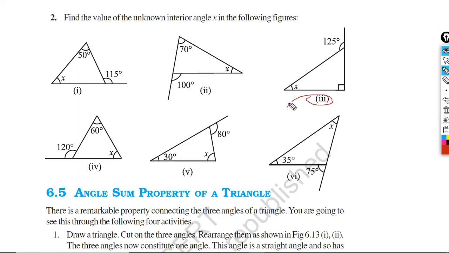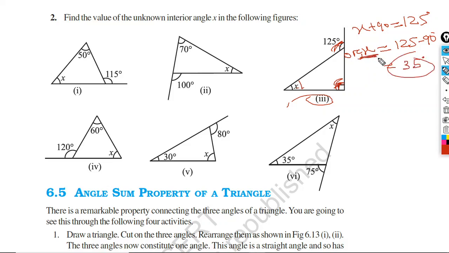Similarly, we can try the third one. First you write this statement, then write here X plus 90 degrees. This is the exterior angle, 125. The interior opposite angles are X and this angle, which is 90 degrees, given. So X plus 90 is equal to 125, or X equals 125 minus 90, which will be equal to 35 degrees. So X equals 35, and all the remaining questions are in the same manner.